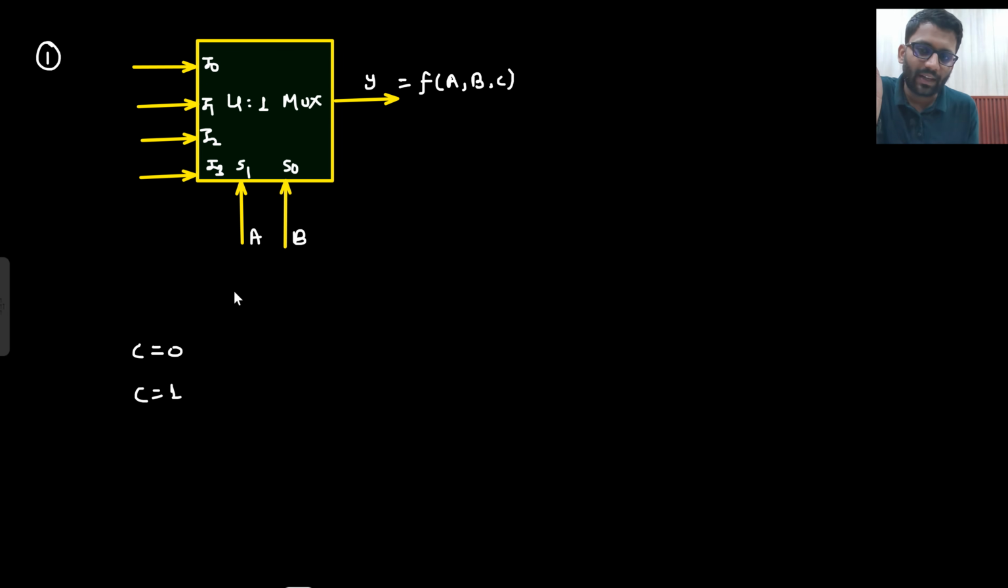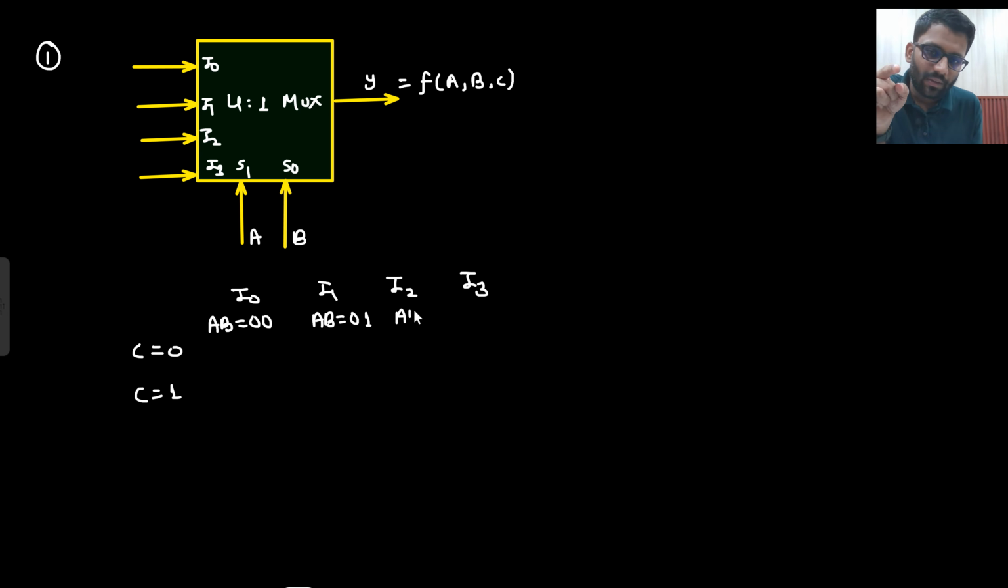What inputs are there? I will write I0, I1, I2 and I3. You will realize why I am doing so. Now, how will you get I0 when AB equals 0 0? How will you get I1 when AB equals 0 1? Because A is the MSB. And when AB equals 1 0 and when AB equals 1 1.